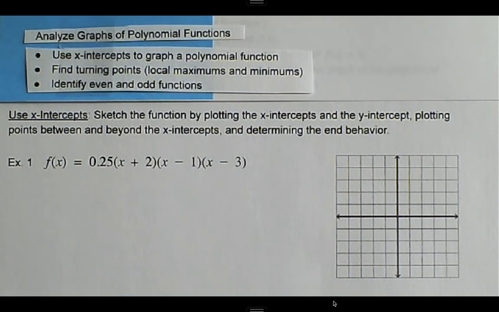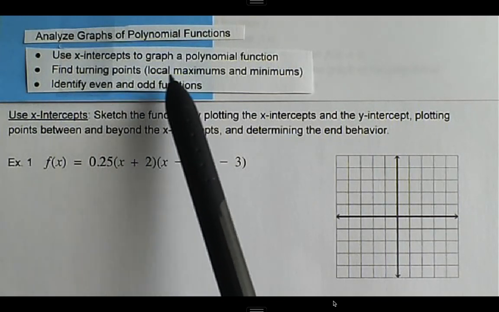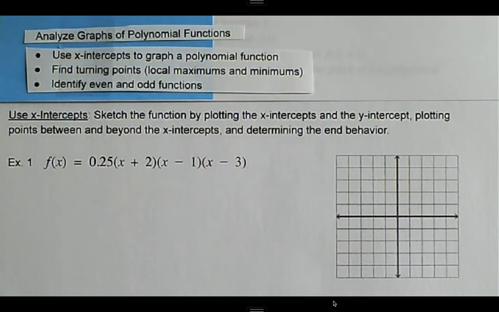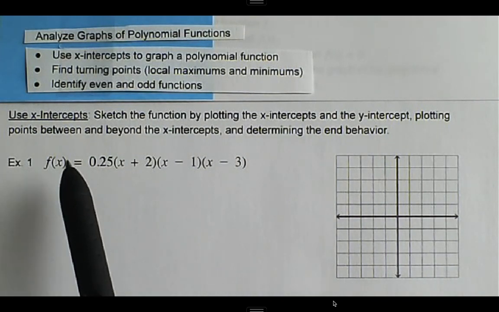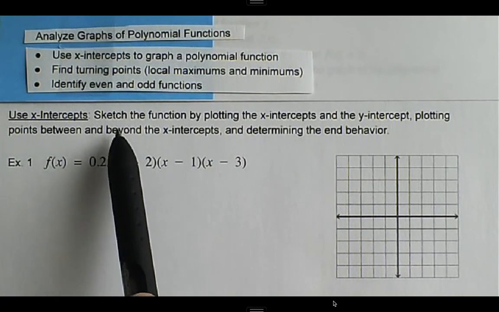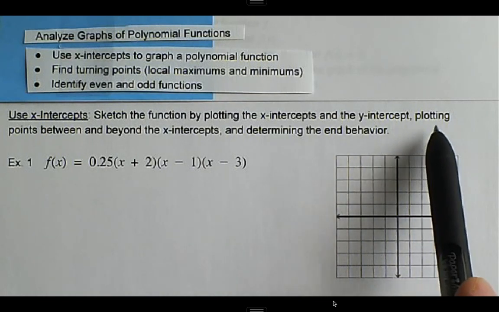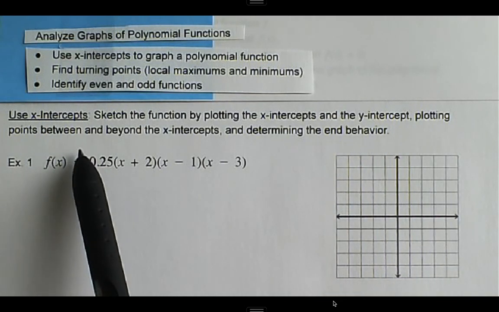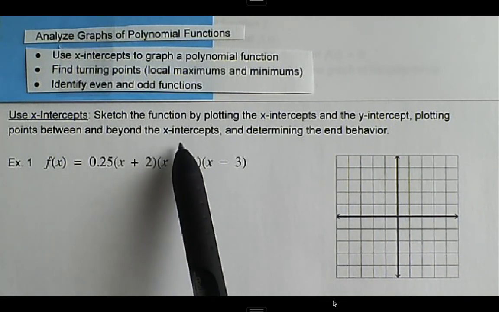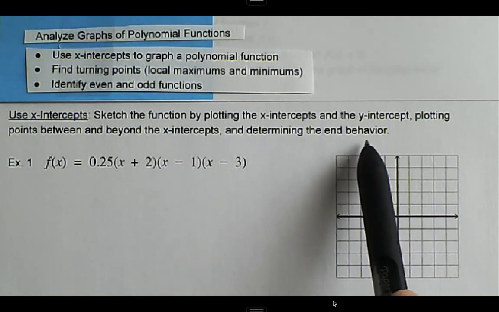We are analyzing graphs of polynomial functions, and we want to use the x-intercepts to graph the polynomial function. Using x-intercepts, sketch the function by plotting the x-intercepts and the y-intercepts and plotting points between and beyond the x-intercepts to determine the end behavior.